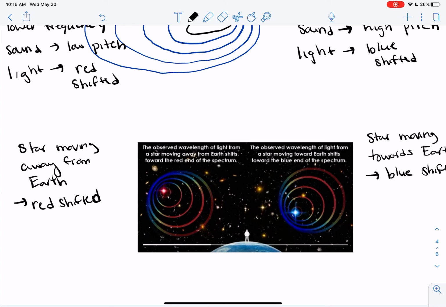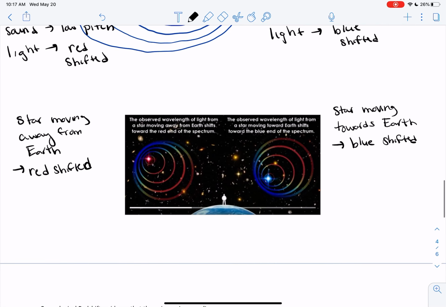So we can describe stars as blue shifted if they're coming towards us and red shifted if they're coming away from us. You can also use this to tell if different stars or galaxies are moving towards or away from each other, okay?